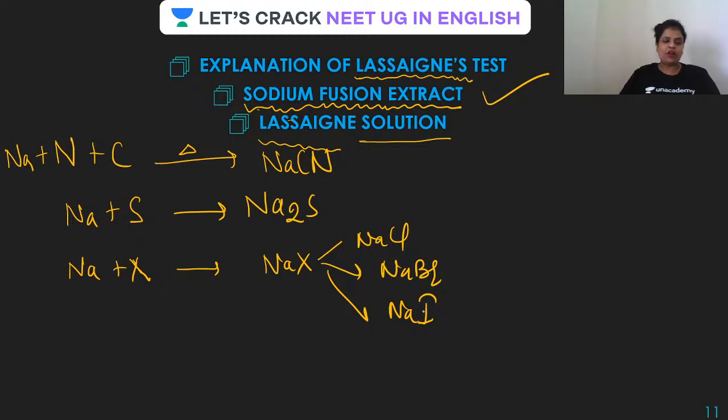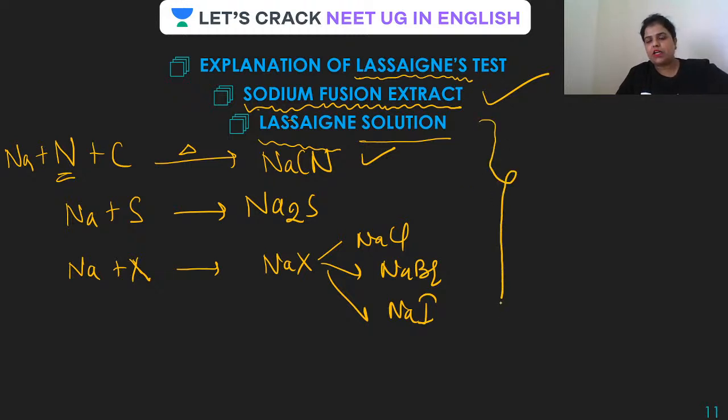So all your eyes on the screen. If nitrogen is there, it is going to convert to NaCN. If sulfur is there, it is going to give you Na2S. If halogen, the NEET syllabus talks about NaCl, NaBr, NaI, I mean chloride, bromide, and iodide. Okay, guys, this much is clear.